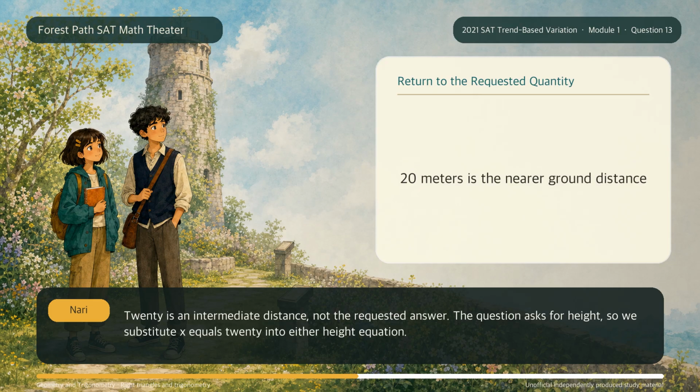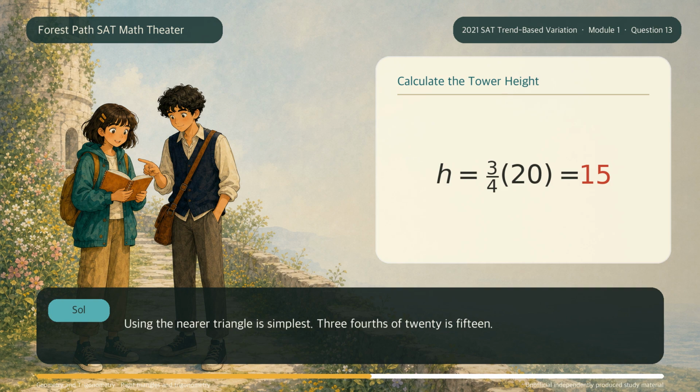The question asks for height, so we substitute x equals 20 into either height equation. Using the nearer triangle is simplest. 3/4 of 20 is 15.